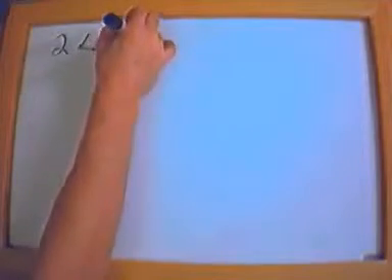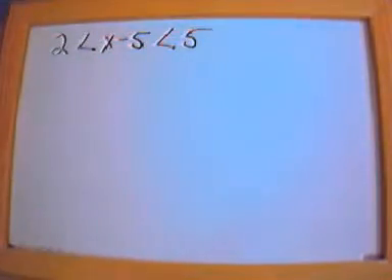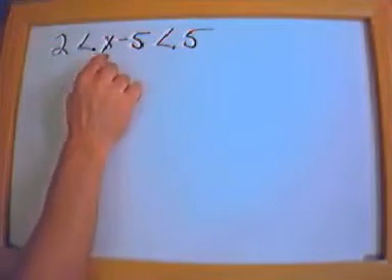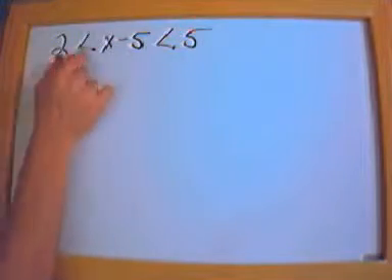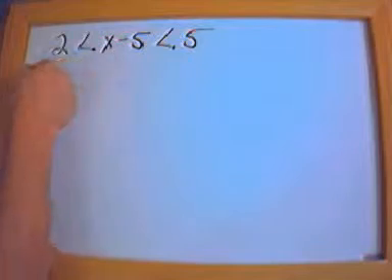Let's say you have something that looks like this. 2 less than x minus 5 less than 5. Now this looks a little different. I have 2 less than signs in my little box there. Okay, what does that mean? That means that whatever x is, when I subtract 5 from it, the answer here is going to be between 2 and 5, because the way you read this is from the inside out.